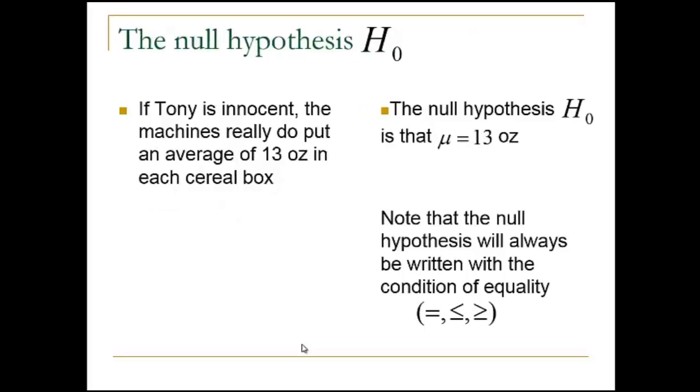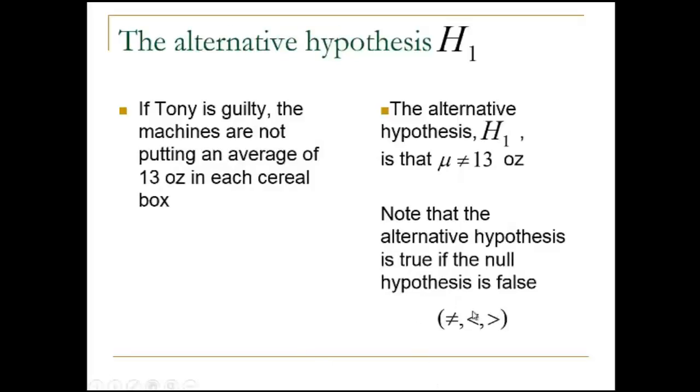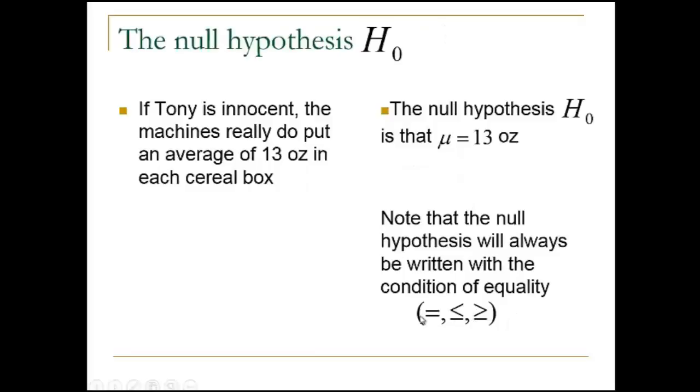So here's our claim. Our claim is that the null hypothesis is that, no, this is not our claim. The null hypothesis is that nothing is going on. In other words, that Tony is innocent, that he's really putting 13 ounces of cereal in his Frosted Flakes boxes. And I want you to notice that the null hypothesis always has the condition of equality: equal to, less than or equal to, greater than or equal to. That's for the null hypothesis.